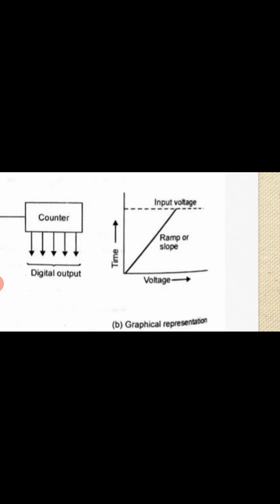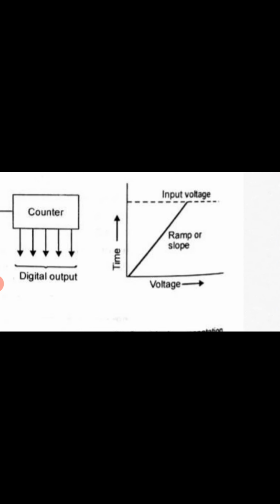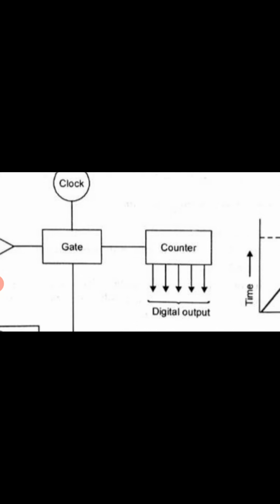If you look at the graph here, ramp voltage versus time is plotted. The ramp takes some time to reach the analog input. With the help of this, the time consumed by the ramp voltage to increase to the value of the sampled voltage is found, and it is given to the counter. The gate allows the pulses, the counter counts, and it gives a digital output.